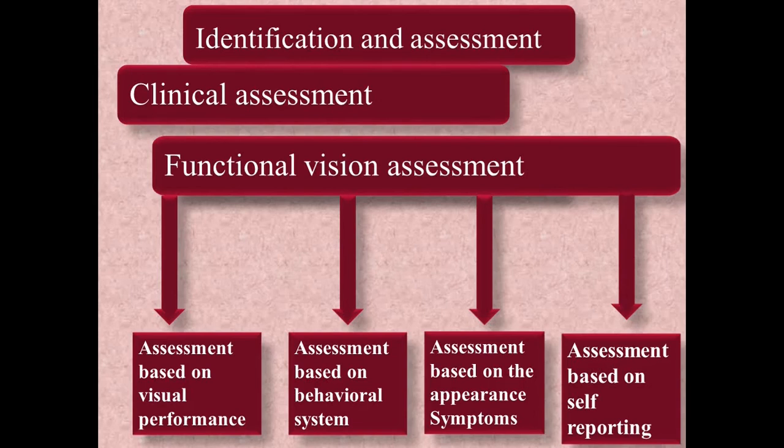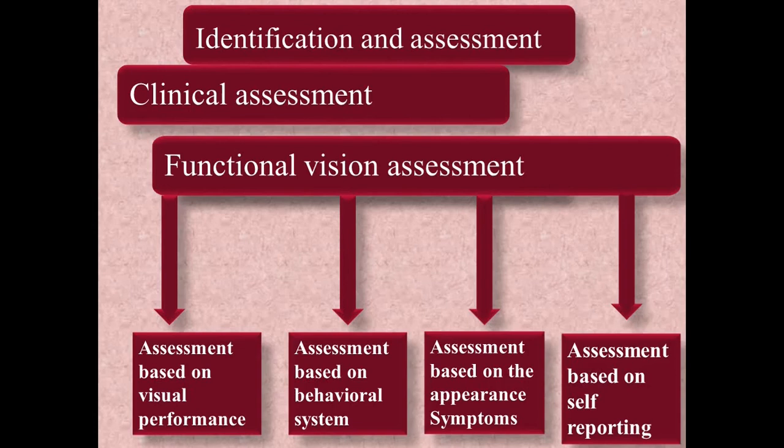So let us see the functional vision assessment. In this type of assessment of one's visual problem, attempts are made to assess how well one can use the vision that one possesses. The following types of measures may be adopted for this purpose. First one is assessment based on the visual performance. How well does the child perform on distance vision task?